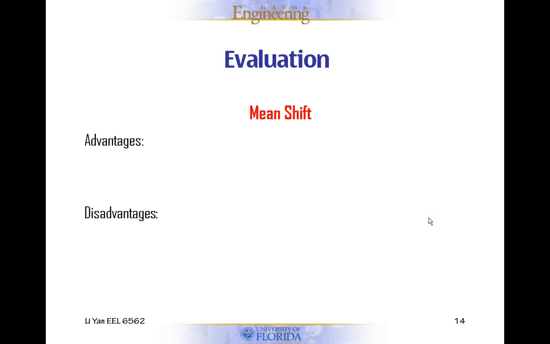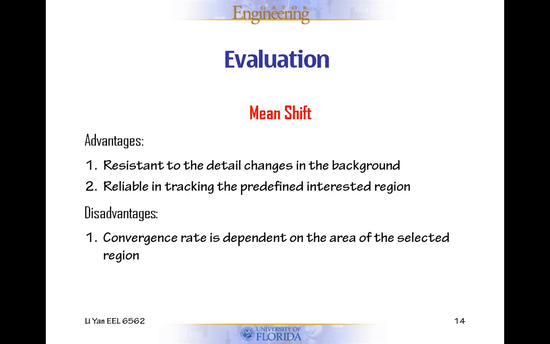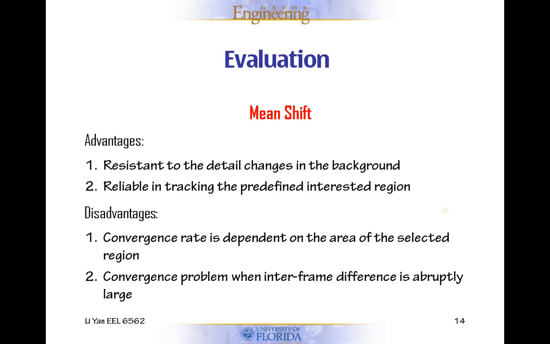So the evaluation. As for the mean shift, there are some advantages. First, it is resistant to the detailed changes in the background. And second, it is reliable in tracking the predefined interested region. However, the major disadvantage of this method is the convergence rate problem. The convergence rate is highly dependent on the area of the selected region. And when interframe difference is abruptly large, there may be convergence problems, such as convergence failure and so forth.